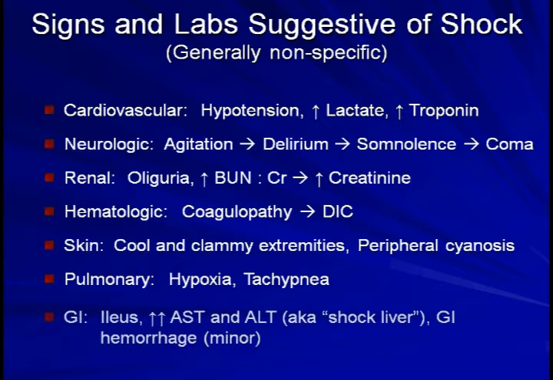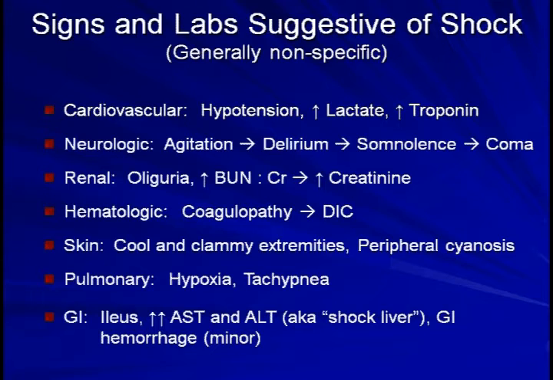Finally, within the GI system, ileus is frequently seen, along with extreme elevations of AST and ALT above 1,000, commonly known as shock liver. Even if the initial etiology of the patient's shock has nothing to do with GI hemorrhage at all, poor perfusion of the gut can lead to minor diffuse hemorrhage that may not be directly clinically relevant, but can lead to a positive fecal occult blood test.